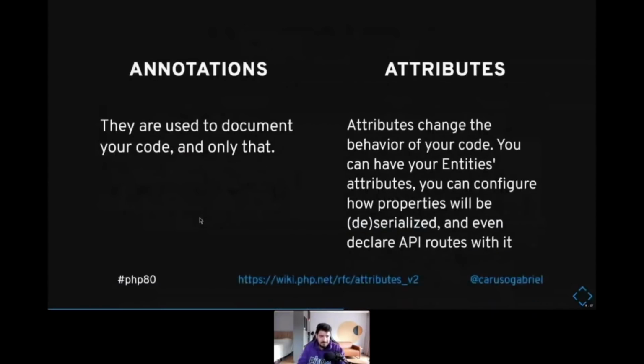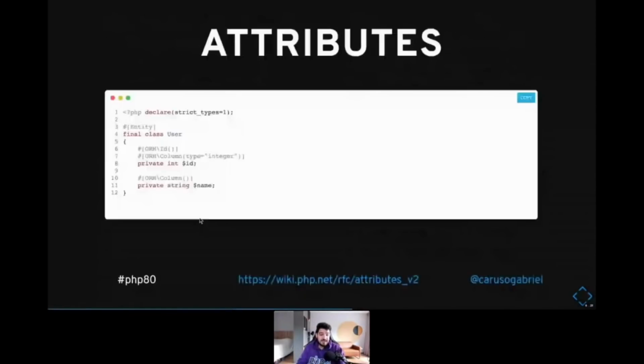Just a quick disclaimer. Annotations are something that we use to document our code, and attributes are something that we use to give attributes to classes, to properties, and so on. On PHP 8, we're going to have something like this. It's very similar to annotations, but they are not annotations. They're attributes, and this is going to be checked by PHP's engine, by PHP source code. So now we can cache, validate, extend, implement, and do a lot of stuff with attributes.